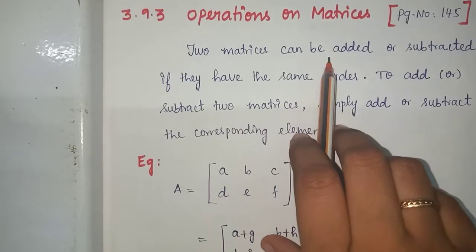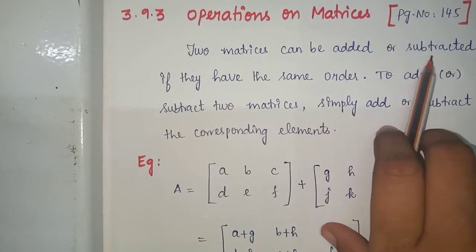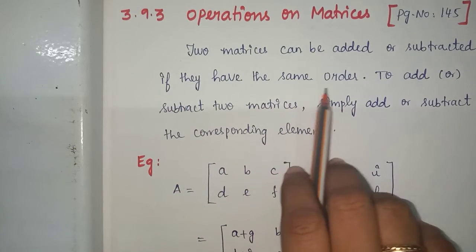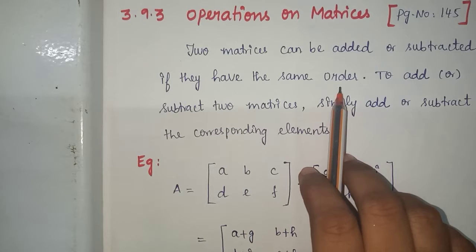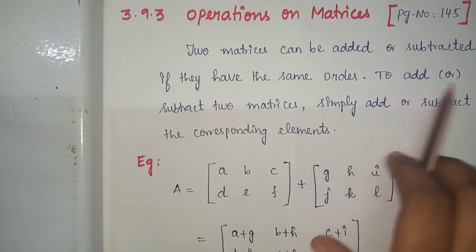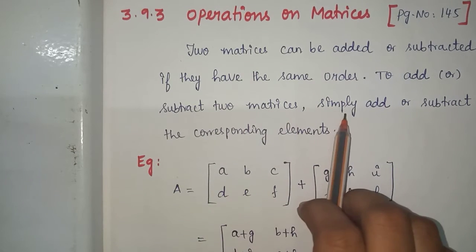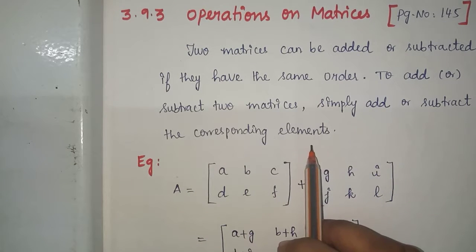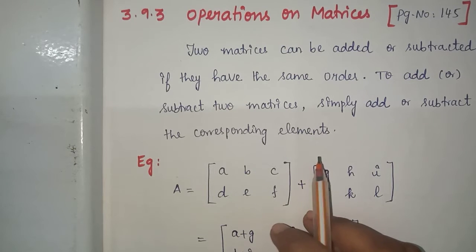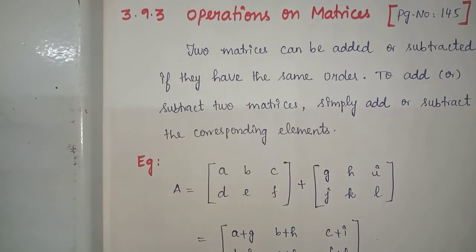Two matrices can be added or subtracted if they have the same order. We already know what order is: the number of rows into the number of columns is called the order of the matrix. To add or subtract two matrices, simply add or subtract the corresponding elements. Let us see an example so you can easily understand the operations on matrices.